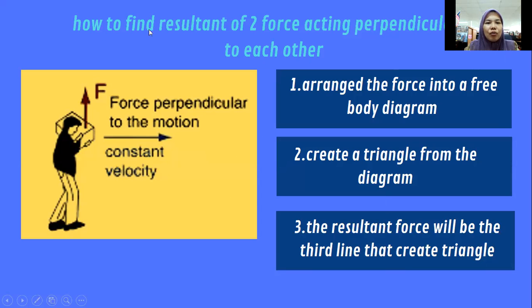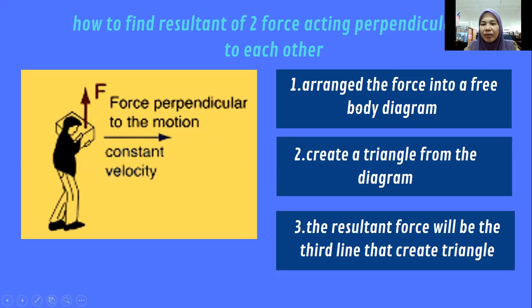How to find the resultant force of two forces acting perpendicularly to each other? Just now the forces were acting horizontally. Same goes for vertical: if both forces are vertical, you can straight away sum up the vectors. But if we have two types of force acting on the same object perpendicularly to each other, what do you need to do?